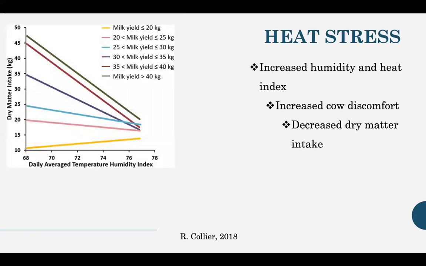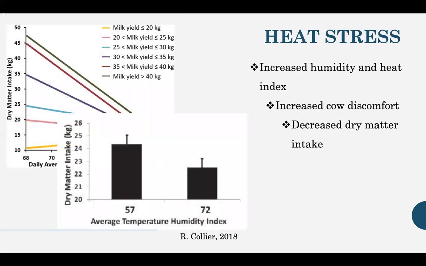As you can see in this graph, when the temperature-humidity index increases, the dry matter intake decreases in a linear pattern for any cow, no matter the milk production yield they have. It can be seen again in a different form here, when the greater temperature-humidity index shows a much lower dry matter intake.